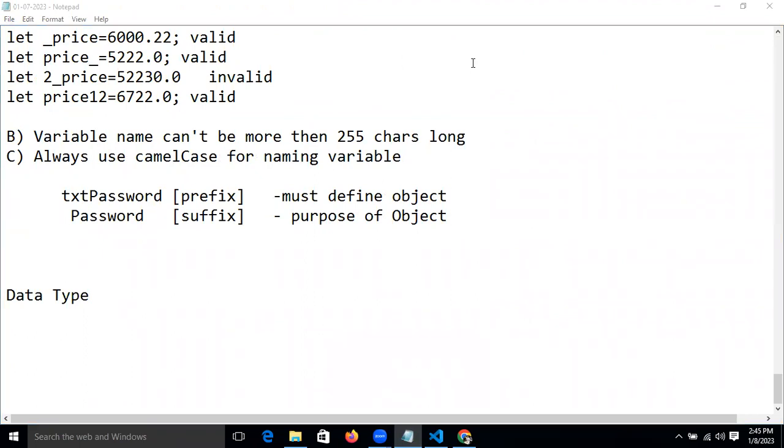Start with a new document. In this document only, right? This weekend document is this one only. I will share this document with everyone. Now data type, right? Let's start. So what is the data type?